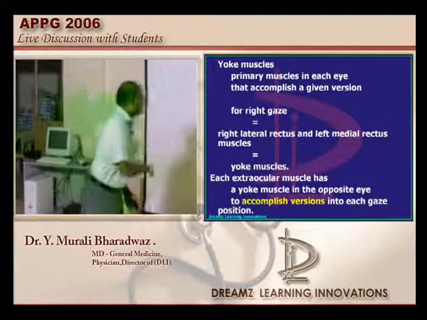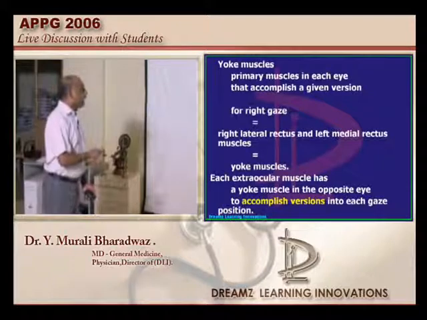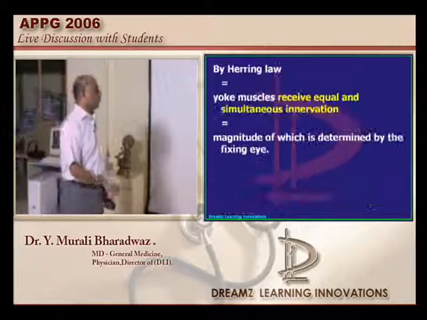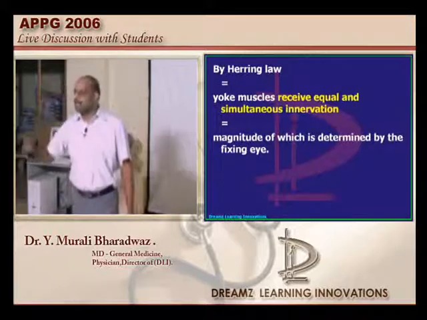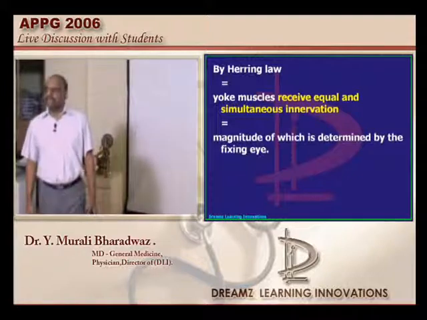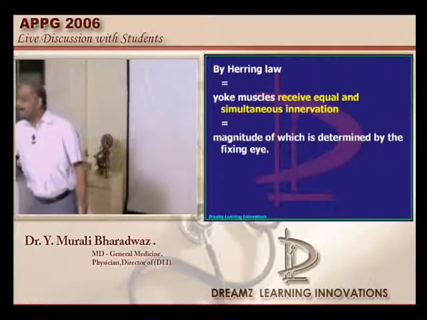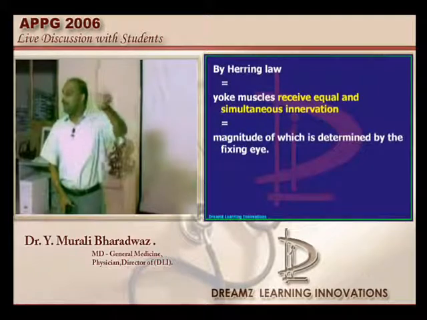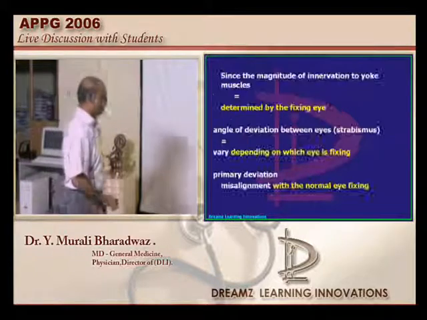So each extraocular muscle has a yoke muscle, not in the same eye but in the opposite eye, and it will be accomplishing the version in order to achieve that particular gaze position, is what I want to underscore to all of you. Sherrington's law is for the same eye's agonist-antagonist muscles. You have another law called Herring's law, which states that whenever I am looking towards my right side, if the innervation is going towards my right lateral rectus, an equal amount of innervation, not denervation, must go to my left medial rectus. This is called Herring's law, is what I want to underscore to all of you.